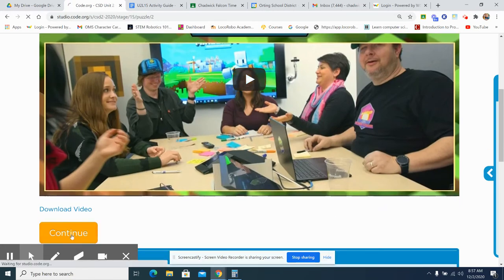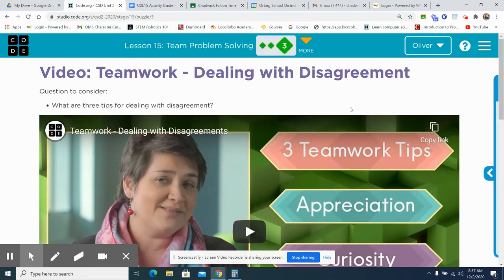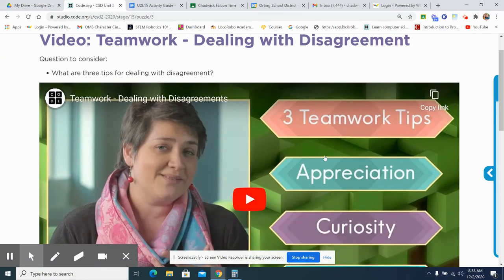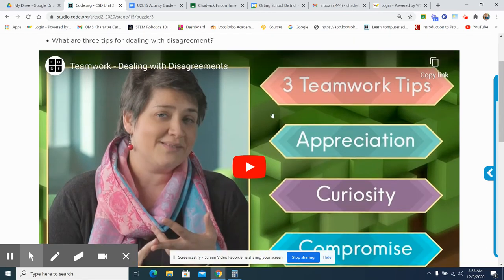And also, what are 3 tips for dealing with disagreement? Okay. 3 teamwork tips: appreciation, curiosity, compromise. Always think the best of people, rather than thinking people don't want to do any work ever. Everybody wants to succeed. And it's important to think about that. Appreciate people's strengths also.